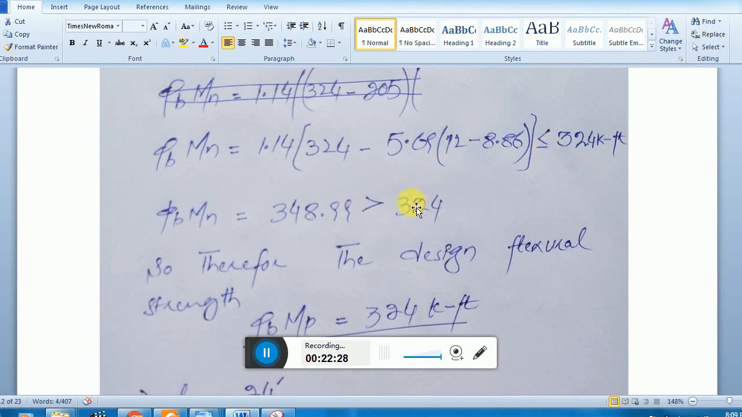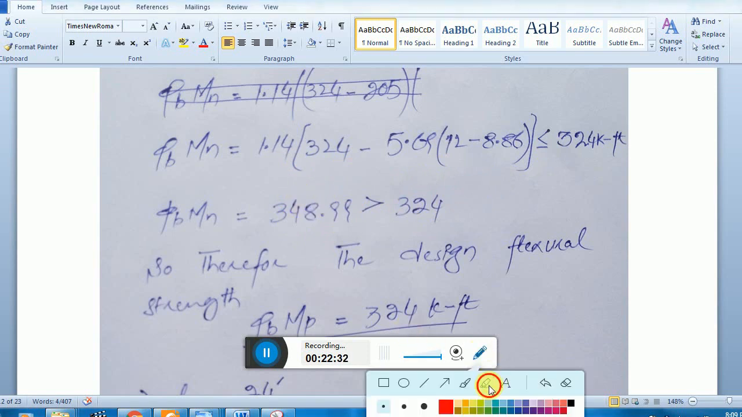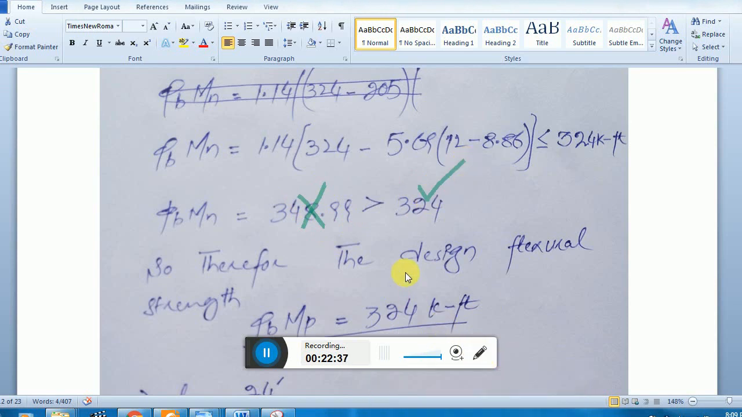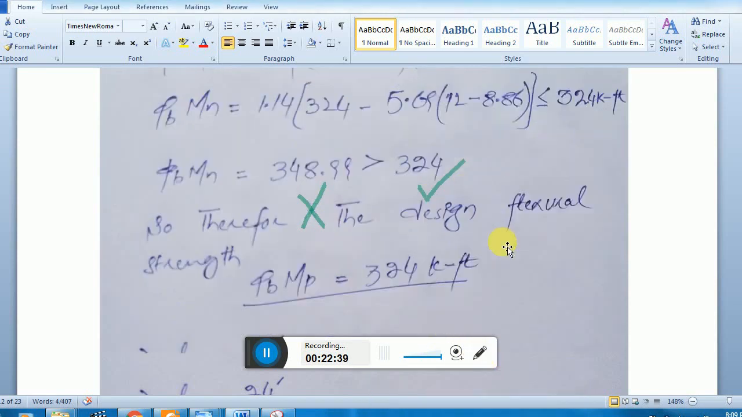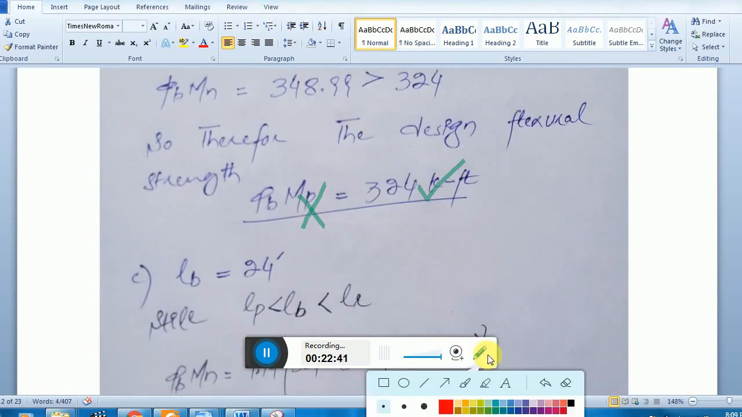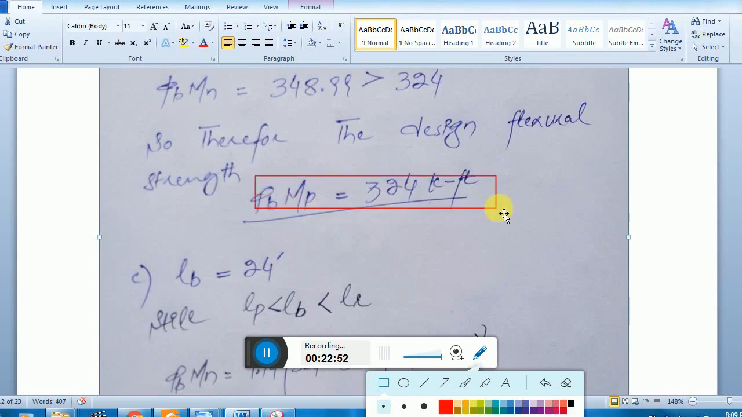So that's why we discard this value, okay, and we choose this one. So in this case, when your Lb is basically 12 feet, your strength is basically 324, okay, you see here, 324, clear? This one.